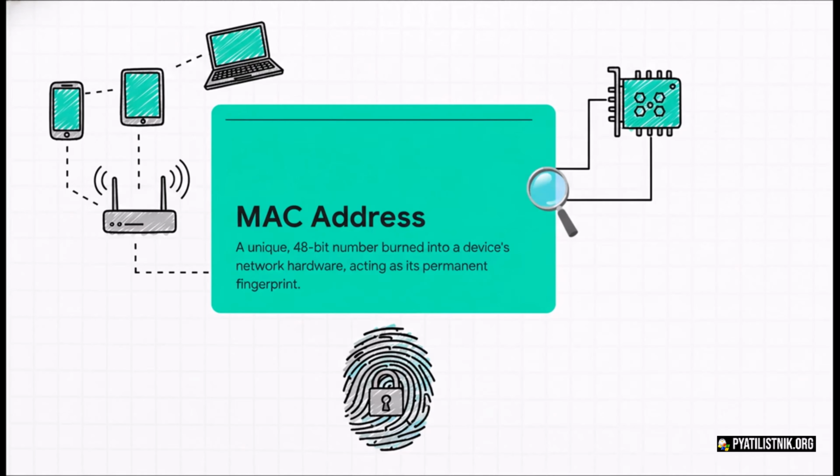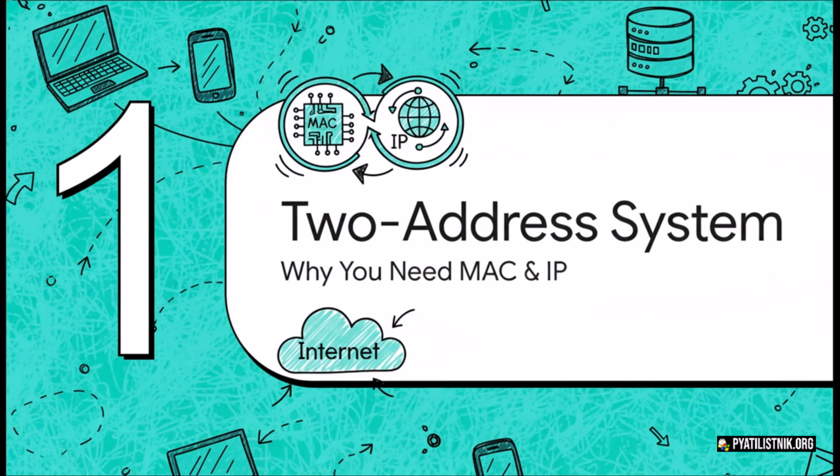And here it is, the hero of our story, the MAC address, which stands for Media Access Control. It's this totally unique serial number that is physically, and I mean literally, burned into the network hardware of your device. Your phone, your TV, your computer, they all have one. It is the device's permanent, unchangeable fingerprint, and it's exactly how your router can tell all your gadgets apart on your home network.